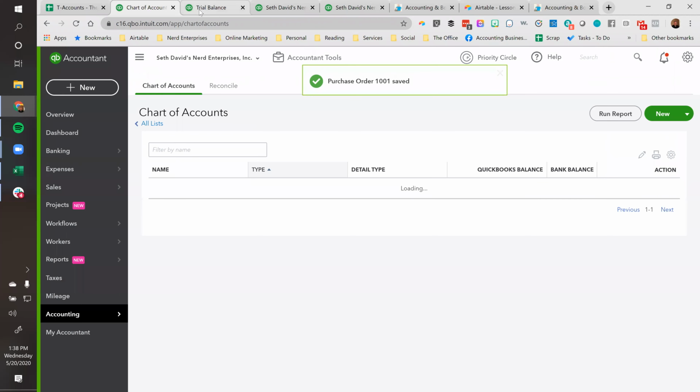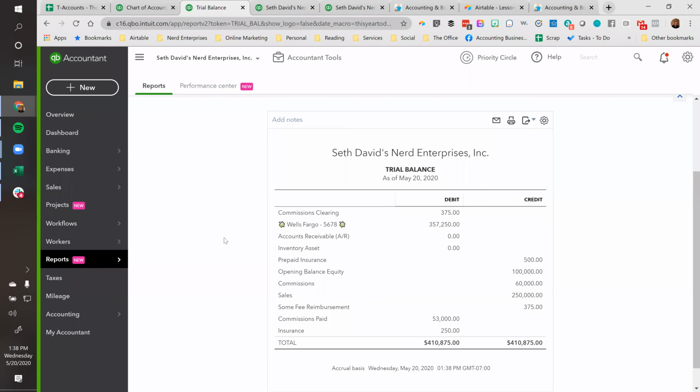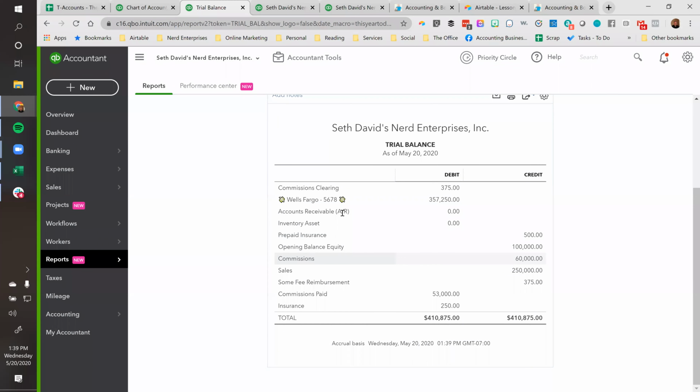And yes, we'll notice nothing's happened here, right? Here's my trial balance. If it were a posting type of transaction, we would have seen an increase to office supplies here, right? But like I said, it's non-posting. It's just a purchase order. It's nothing more than a placeholder, okay?